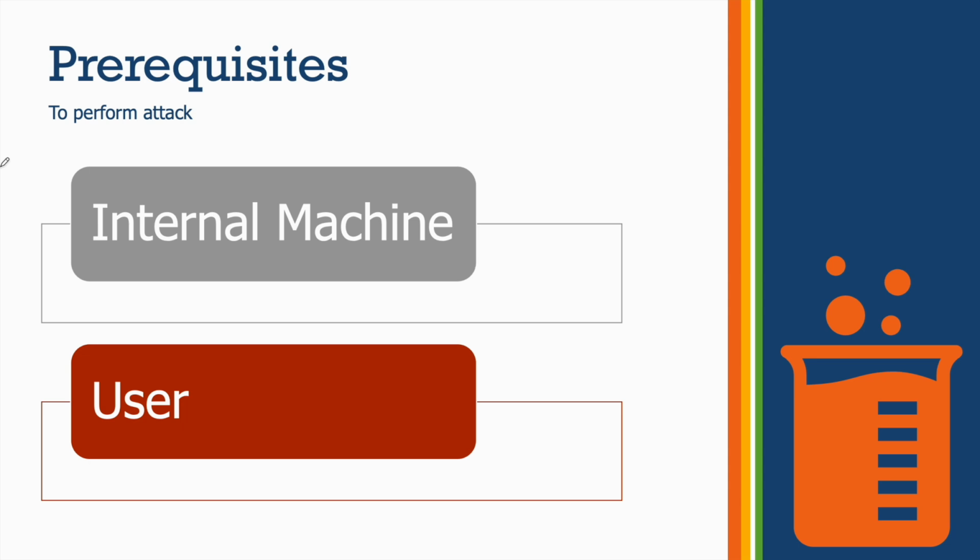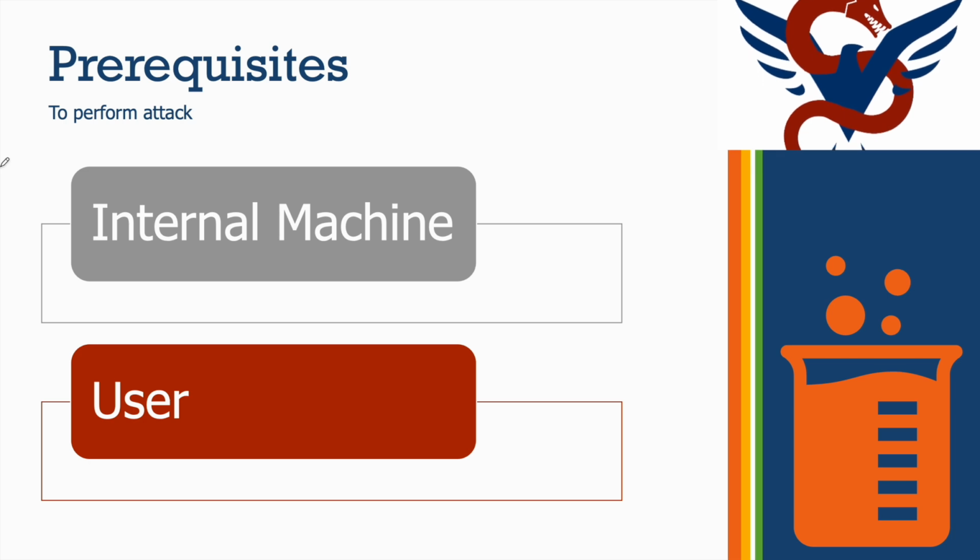Prerequisite. What are the prerequisites to perform this attack? The prerequisite is to have access to an internal machine or the internal network, and a user account. Let's say I put internal machine, right? Do you believe that if the attacker is using their own Kali machine in the network, it is still possible for the attacker to perform Kerberoasting? Yes, because the attacker has access to the internal network.